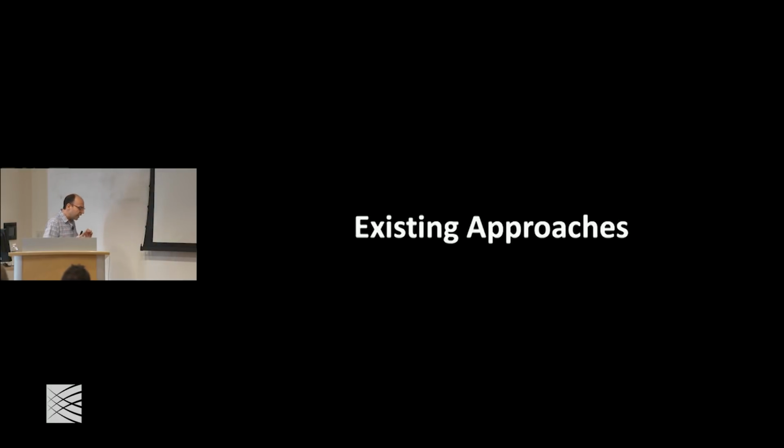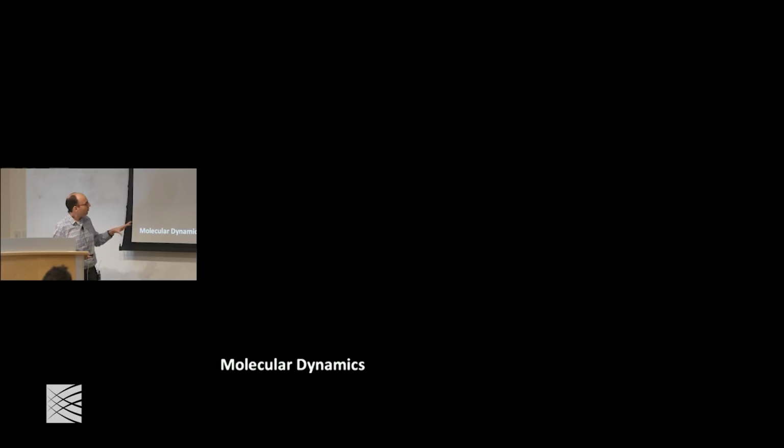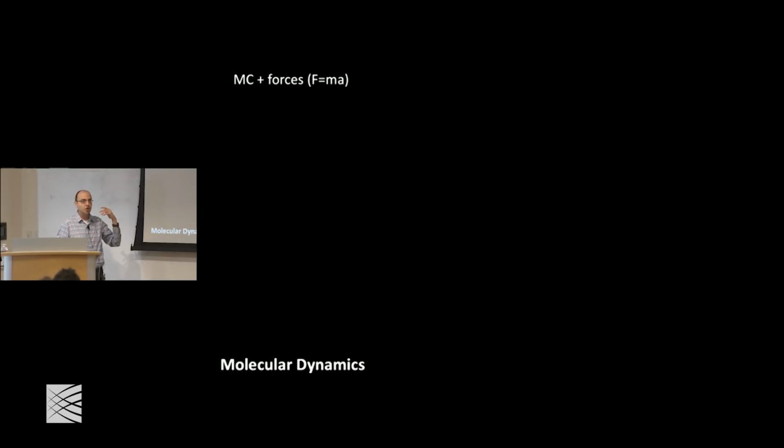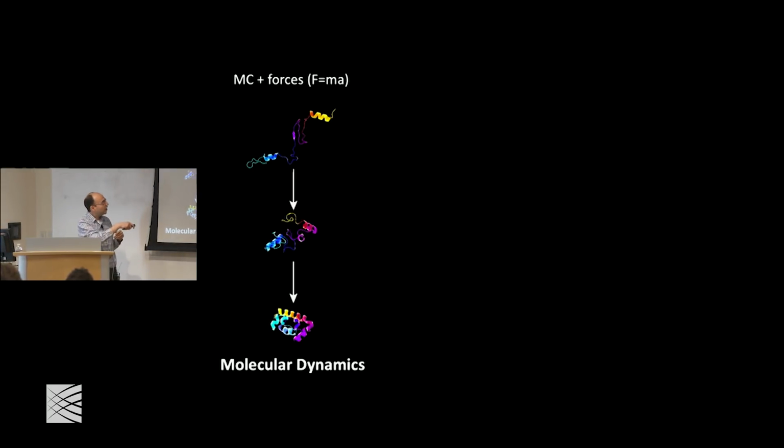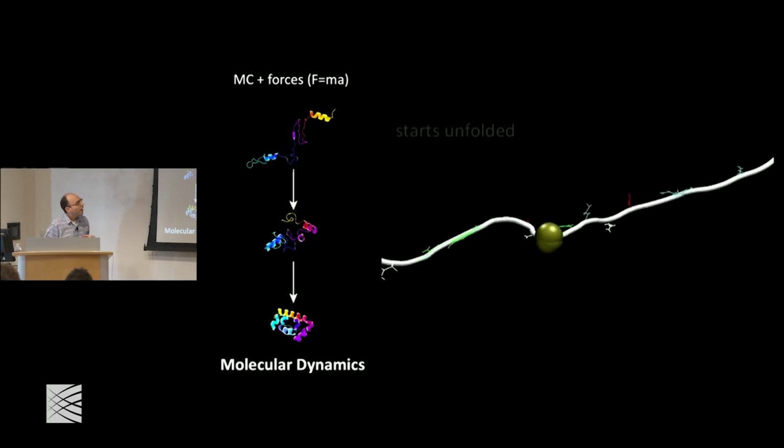Okay, so now let me talk a bit about existing approaches and how people have historically tackled this problem, if not practically, then at least paradigmatically. The first thing is this notion of molecular dynamics, right? So the idea there is that you're going to take a Newtonian approximation, or a classical approximation, of molecular mechanics and combine it with Monte Carlo sampling. And what that lets you do is go from an unstructured polypeptide chain to the folded protein.